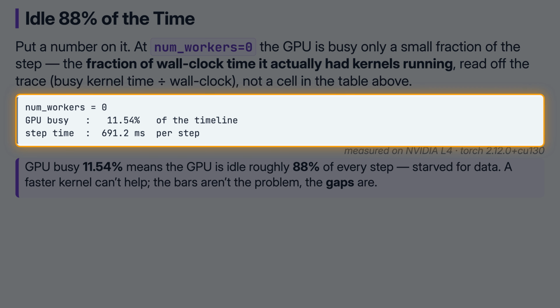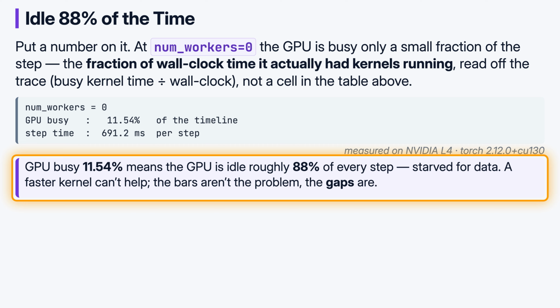Put a number on it. At numWorkers 0, the GPU is busy only 11.5% of the timeline. The step takes 691 milliseconds. This busy fraction is derived. It is busy kernel time divided by wall clock, read off the trace. It is not a cell in the table, so don't hunt for it there.